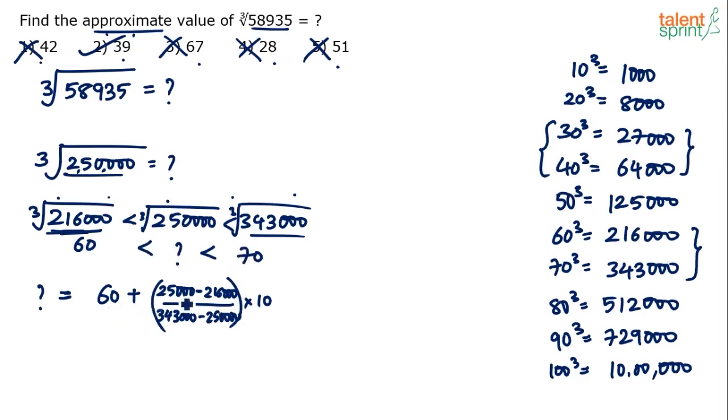So 60 plus the difference between the given number and the number that you have considered, divided by the difference between the two numbers that you have considered. Always take two numbers like this, right? Between 60 and 70, or between 30 and 40, or between 80 and 90, or 70 and 80. So take the difference of 70 cube and 80 cube based on the case there. Now simplify this, see what happens. So the difference between 2,50,000 and 2,16,000 is how much? 34,000. Yes or no? This is 34,000. Divide by, what's the difference between 3,43,000 and 2,50,000? Oh, I'm sorry, here in the denominator, I'm so sorry. In the denominator, we are supposed to take 2,16,000.